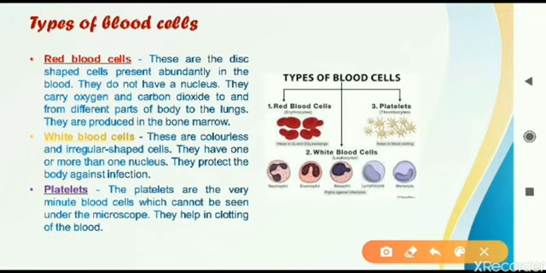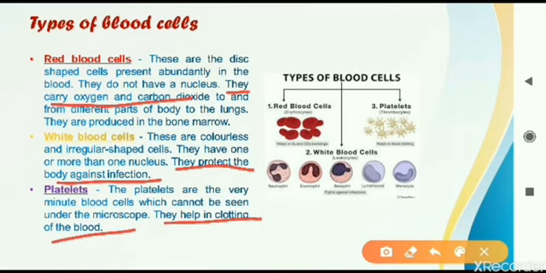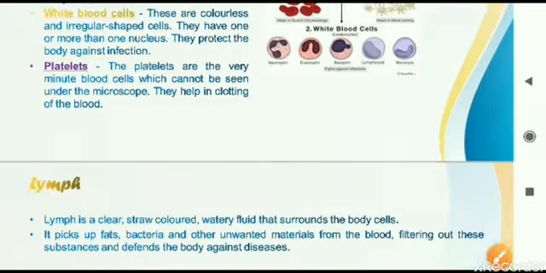So for all these cells, one function is given that you have to learn. RBCs carry oxygen and carbon dioxide. We can say they transport O2 and CO2 gas. Second, white blood cells protect the body against infection. And the third one, platelets help in the clotting of the blood. These three functions of these three cells you have to remember. Next one, we will move on now.